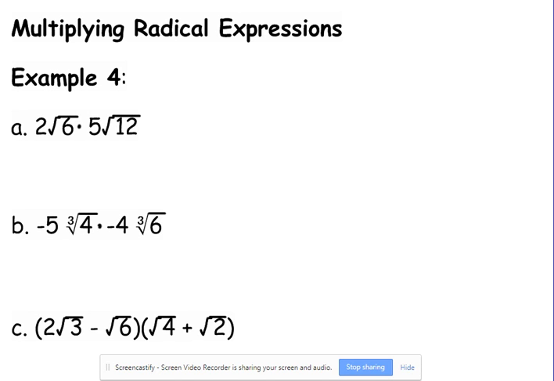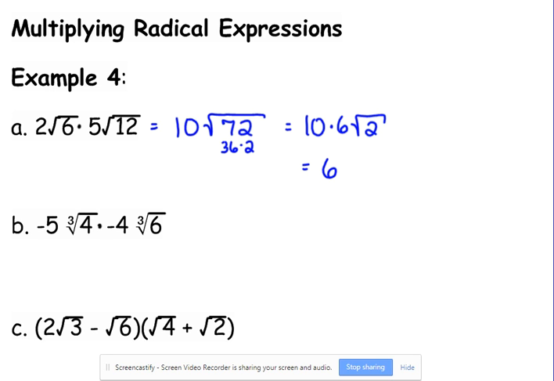So if we have something like this, we multiply the coefficients in front. So 2 times 5 is 10, and we multiply what's under the square root. So 6 times 12 is 72. Then we need to simplify 72. 72 is 36 times 2, so that's 10 times 6, because the square root of 36 is 6, so that gives us 60 square roots of 2.